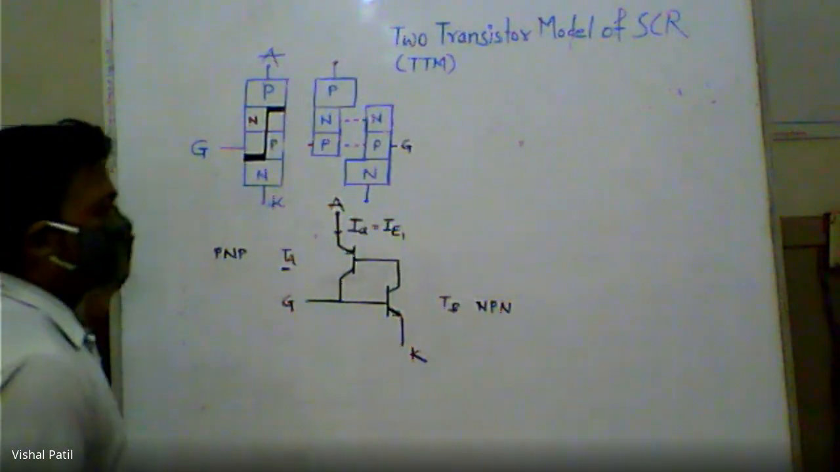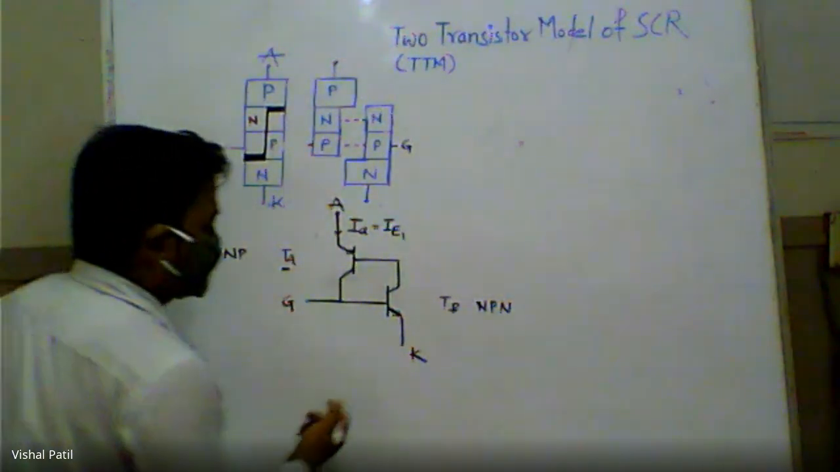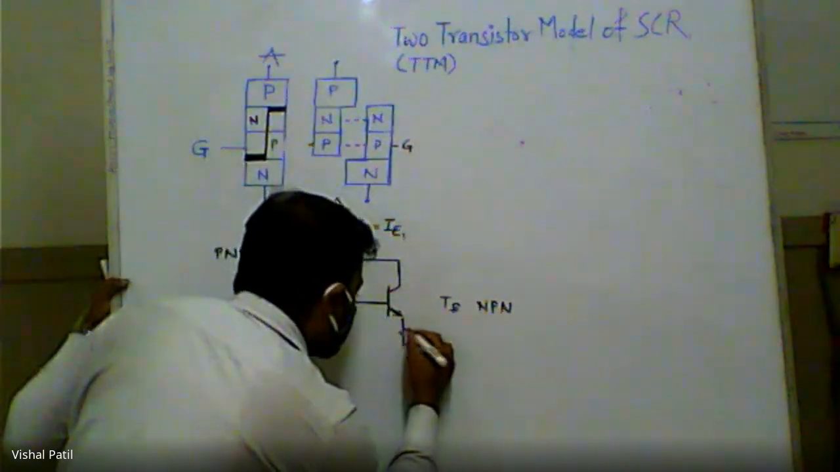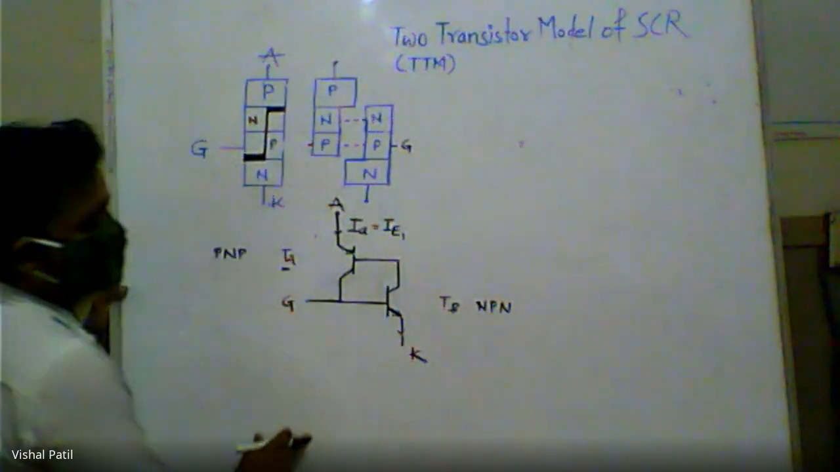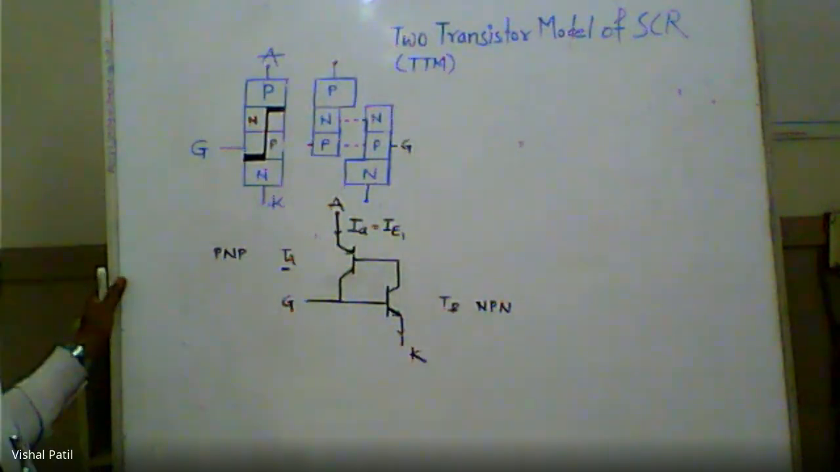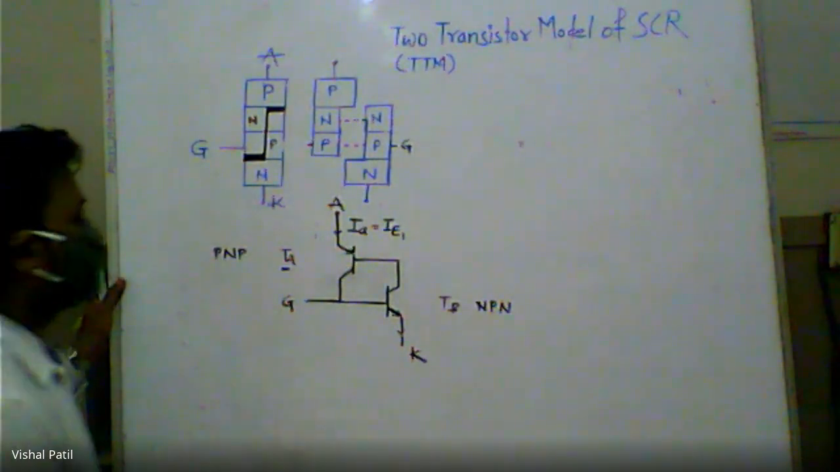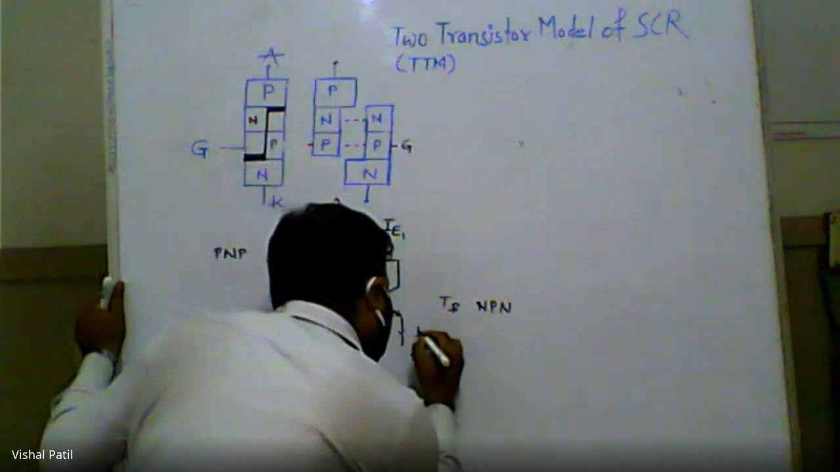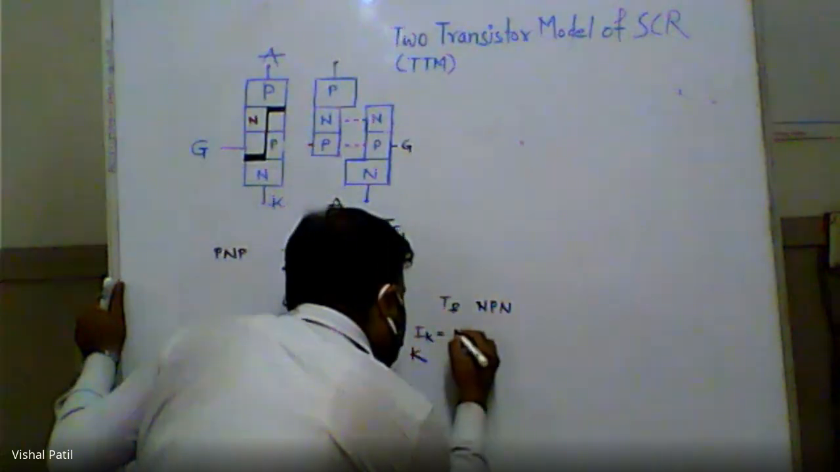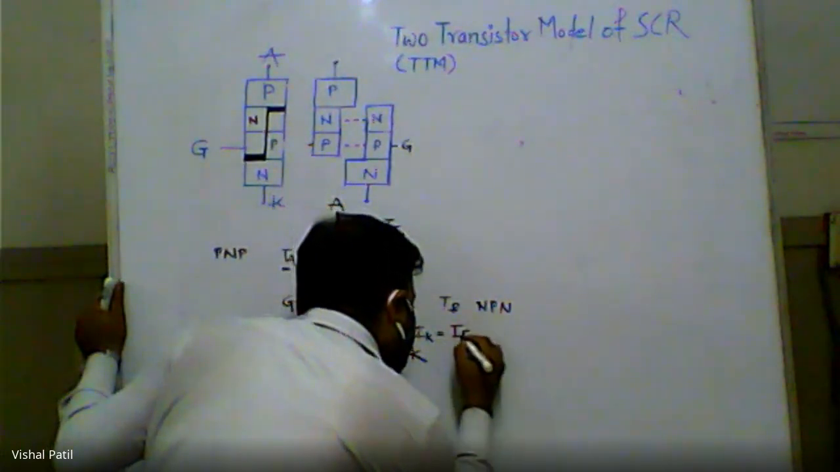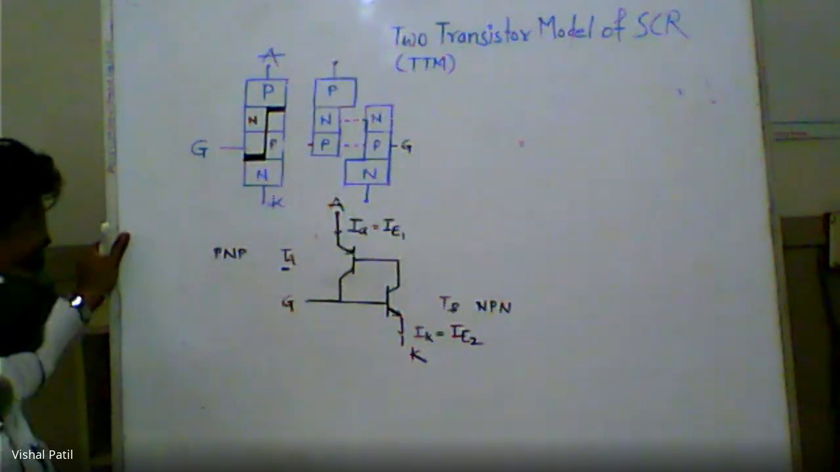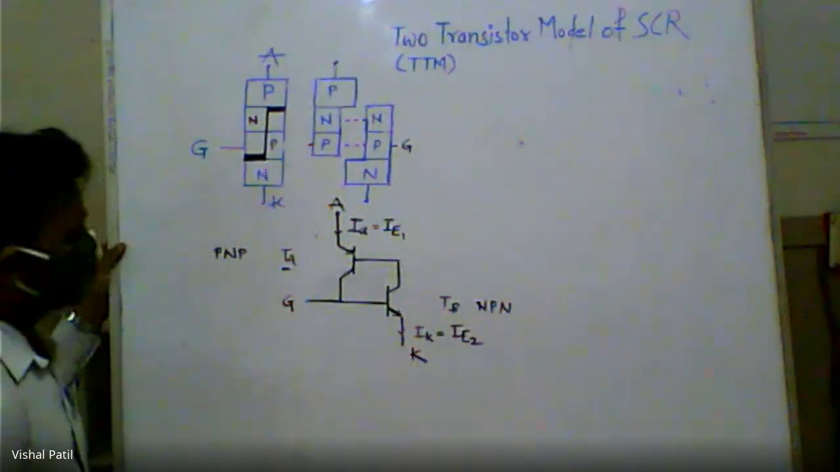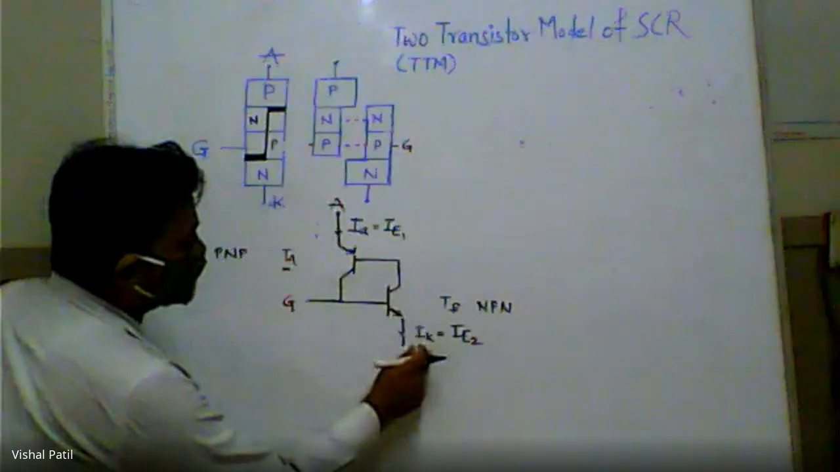Now, the next important current: here, if I assume the output current of the second transistor is again the emitter current, then the cathode current IK is equal to the emitter current of the second transistor, because this is an NPN transistor. So IA is equal to IE1 and IK is equal to IE2.